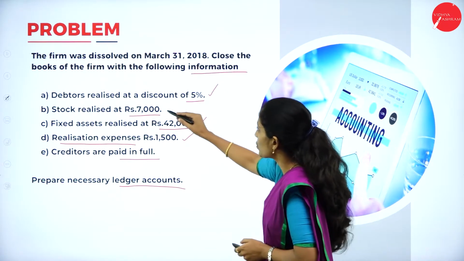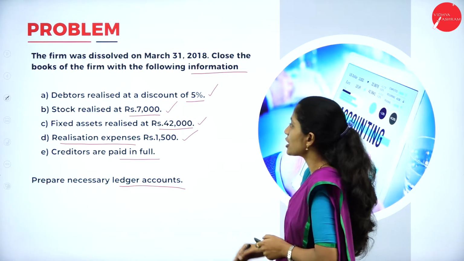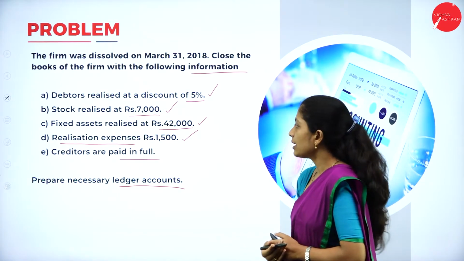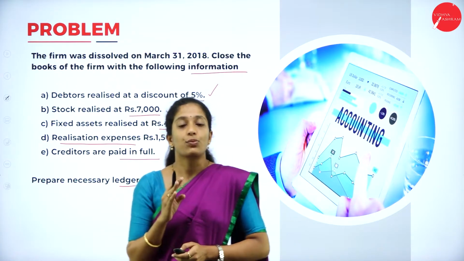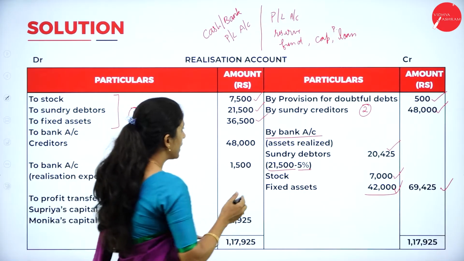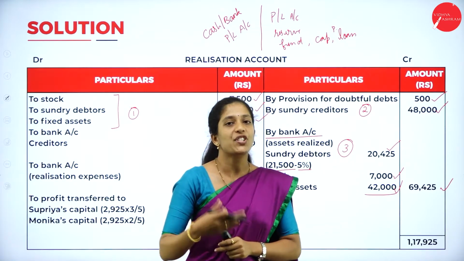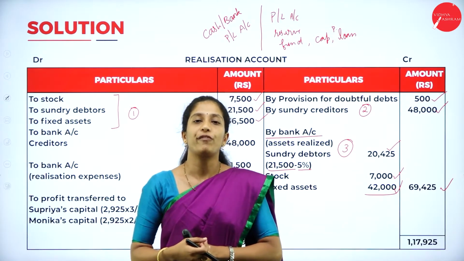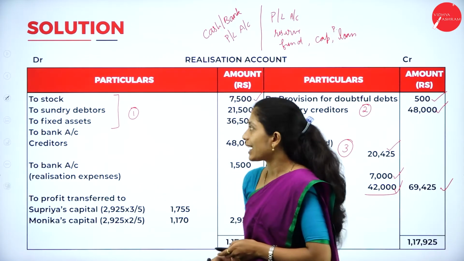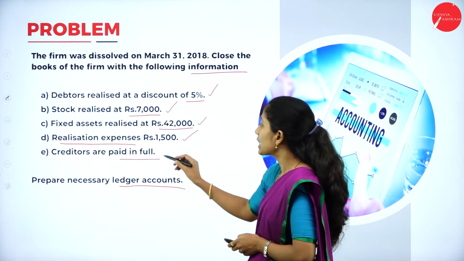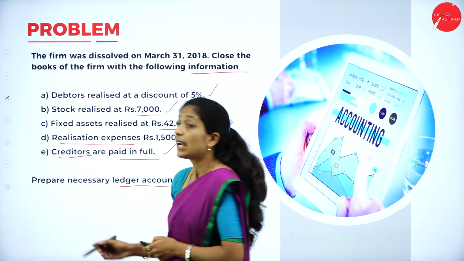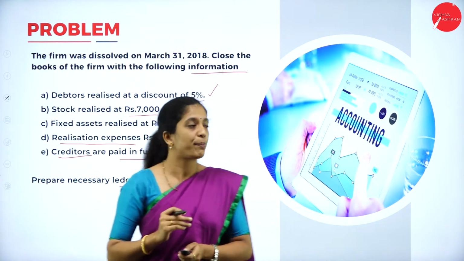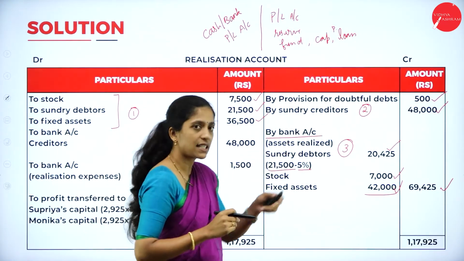We have recorded this one and we have recorded the second adjustment and we have recorded the third adjustment. Next, what they have told? Your fourth step is, now we are done with third step, that is assets realized. So which is the fourth step? That is payment of liability. Now if you see your adjustment, here we are having creditors are paid in full. So creditors is what? Liability, and we had only one liability to be paid. Which is that liability? That is creditors.